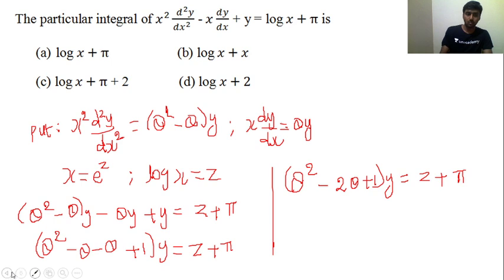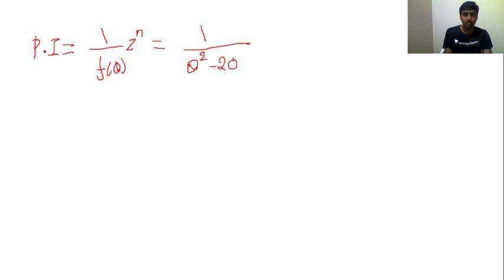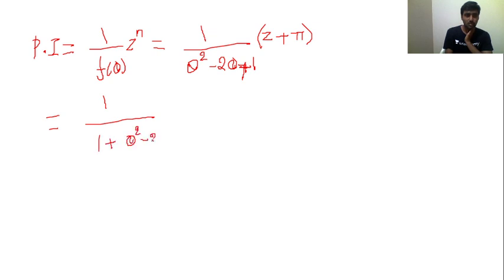Now the particular integral is equal to 1 divided by f of theta into z power n. Here f of theta is equal to 1 divided by theta square minus 2 theta plus 1, into z plus pi. So we have to expand it as per the binomial format, the 1 plus x format. Already it was in the 1 plus x format, that is 1 divided by 1 plus theta square minus 2 theta, that is 1 plus x, into z plus pi.